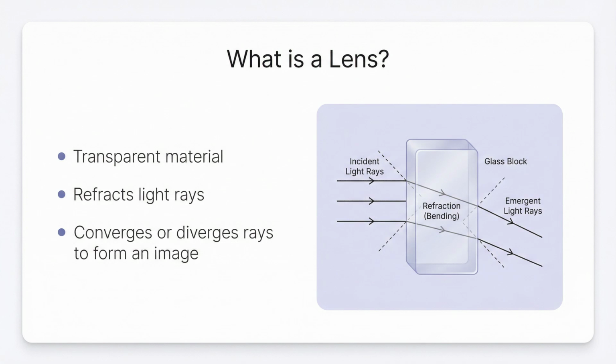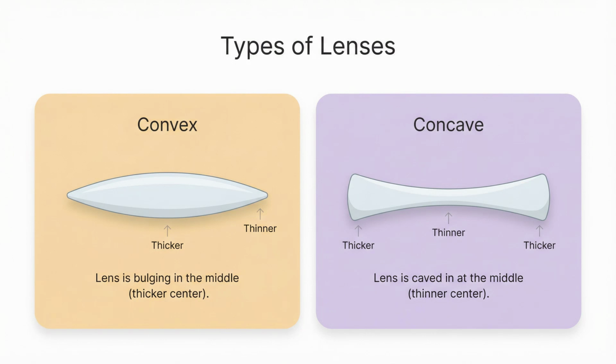So first things first, what actually is a lens? At its core, it's just a piece of transparent material. But the magic happens because of refraction. When light hits the lens, it bends. Depending on the shape of that material, those light rays either come together, converge, or spread apart, diverge, to create an image. We generally categorize lenses into two main families based on their shape.